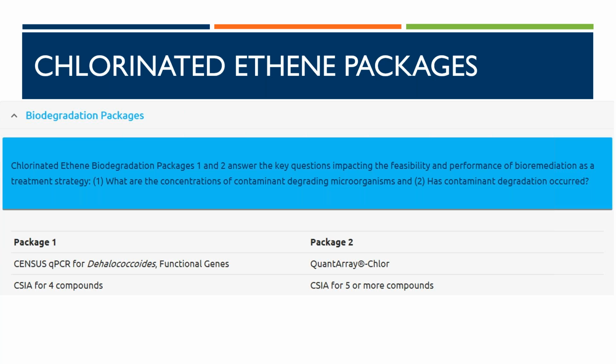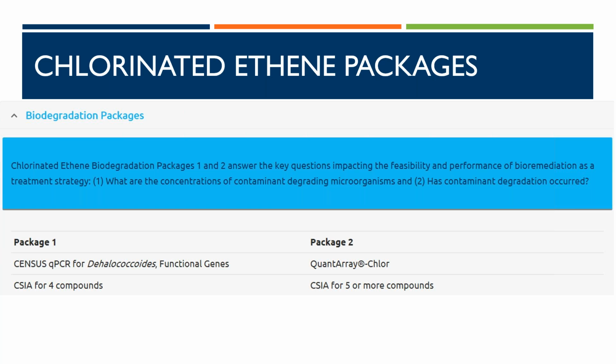So again, if you're interested in concentrations of contaminant-degrading microorganisms related to chlorinated ethenes, then you might look at package 1 or 2. You might want to know whether the contaminant degradation has occurred, and you'll notice that in both of these packages, CSIA is listed. So what we've done is give these options as ways for understanding different complementary analyses that can occur together. So now you can order packages through us.